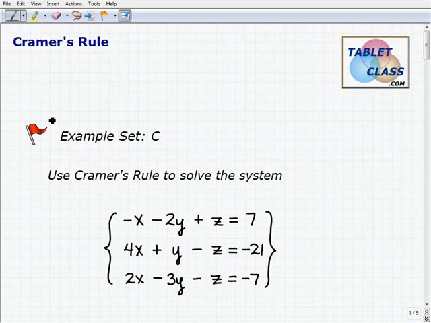This is our third example set, C. Before we get going here, it's really important that you have watched the lesson and have also done the previous example sets, the other worksheets, example sets A and B.